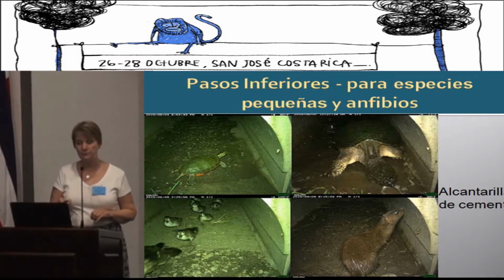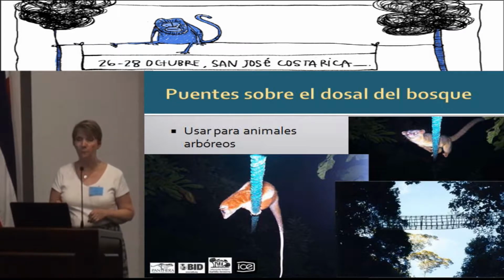And again, there's many types, but this is the one that you'll find most often: underpasses that are culverts. They can be cement or they can be a number of different types of materials. Most commonly cement or corrugated metal pipe that are used for wildlife anyway. And another type is bridges that are actually connecting the canopy.